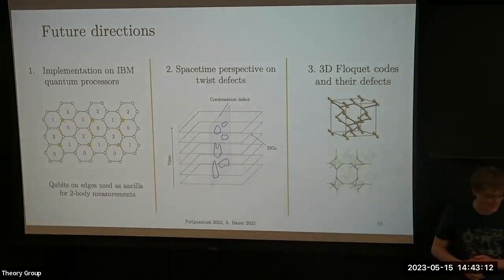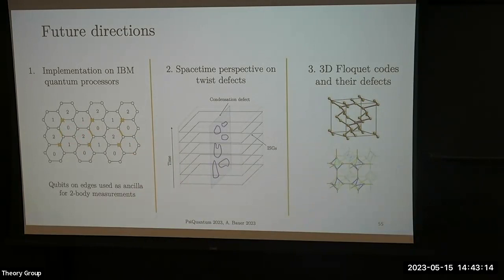The second thing I'd like to comment on is a potential space-time perspective on twist defects. In a pair of recent works, it is described how the toric code and Floquet codes can be put on equal footing in a space-time picture. Essentially, they differ by a choice of time axis. For the toric code, you take the time axis to be the z direction. For the Floquet code, you take the time axis to be the 111 direction. And that means that there's a unifying framework for understanding these codes.